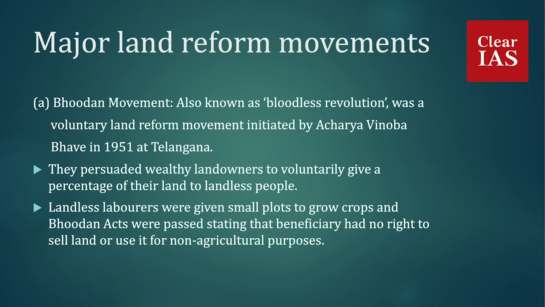It was a voluntary land reform movement initiated by Acharya Vinoba Bhave in 1951 at Telangana. They persuaded the wealthy landowners to voluntarily give a percentage of their land to landless people. The landless laborers were given small plots to grow crops, and Bhoodan Acts were passed stating that beneficiary had no right to sell land or use it for non-agricultural purposes.